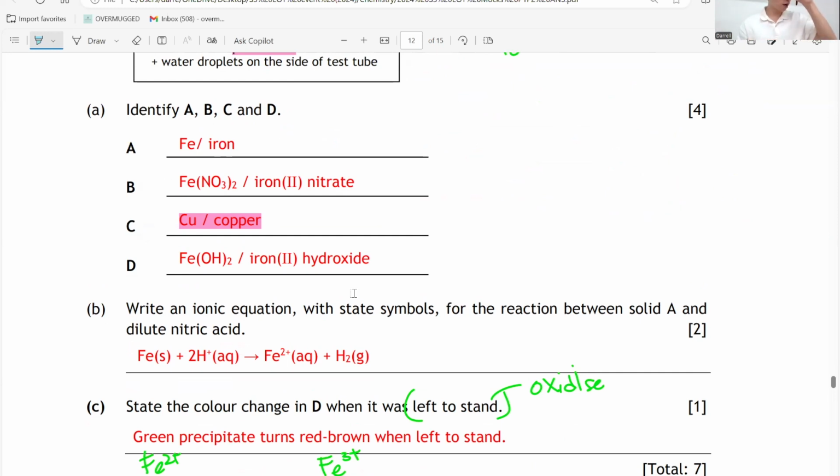Anyway, for those of you who are confused, the reason why the observation goes from green to reddish brown is because when left exposed to air, Fe2+ will oxidize to form Fe3+. Okay, 30 seconds for those working on your corrections before I move on to the next question.